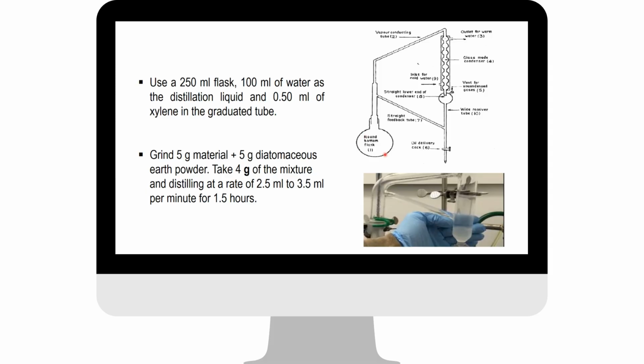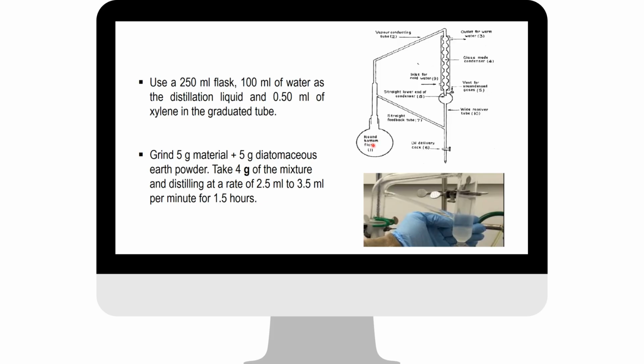So in the round bottom flask we will place 100 ml of water as the distillation liquid, and 4 gram of the mixture. Mixture means we first take 4 gram of drug powder plus 5 gram of drug powder plus 5 gram of dimethyl mixed together. After getting the homogeneous mixture, from there we can take 4 gram. So this 4 gram plus 100 ml of the distillation liquid we place in this RBF, right?